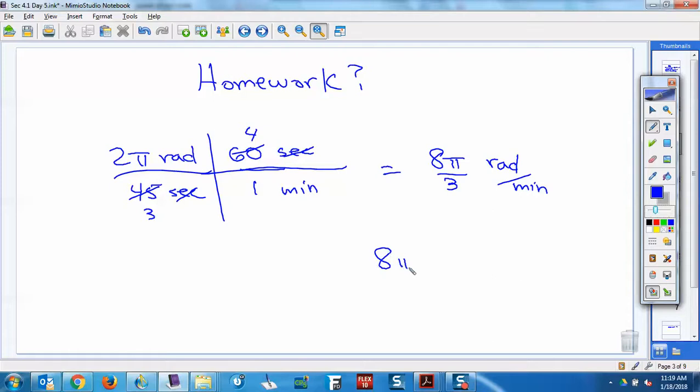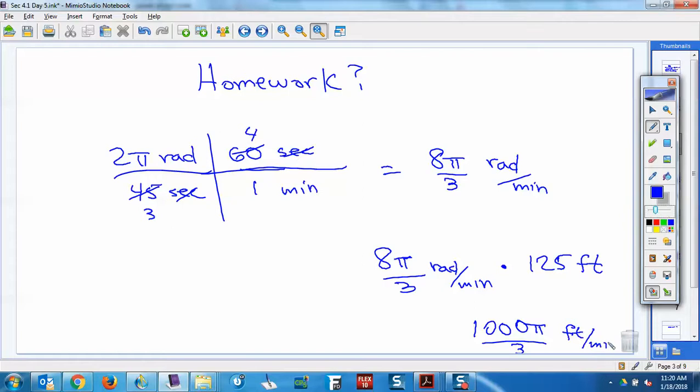Okay, so we can just take 8 pi thirds, and remember we said radians is just kind of this unit that just kind of disappears when needed. We just multiply by the radius. And what was the radius? 125. Okay, so when you multiply these, the radians just go away. And so we get 1,000 pi over 3 feet per minute. Okay? Because it's just R times W.